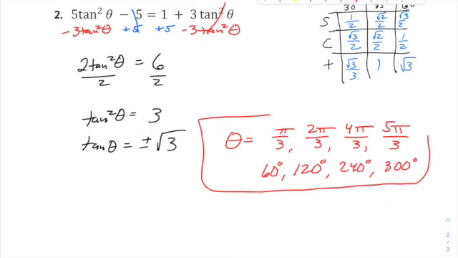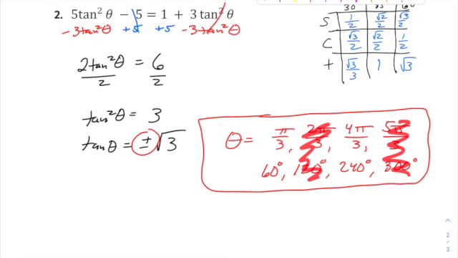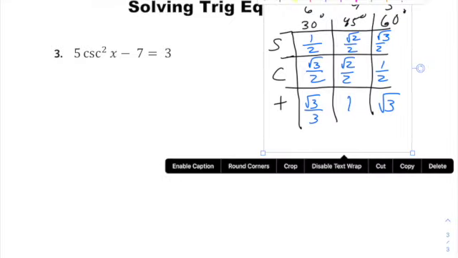Okay. Big lesson, isolate that trig function, take the square root. Don't forget that plus or minus, because if you forget the minus part, you'll be only giving me 2 of the solutions, and you'll be losing half of them, and that's bad. Okay, last one here. I'll bring that chart back.